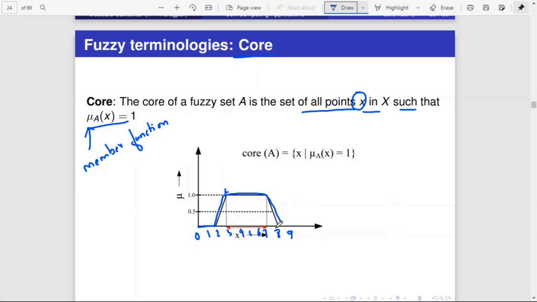So what are the set of values for which the membership function results in 1? That set is called the core. The core of a fuzzy set A is a set of all points in x such that the membership function results in 1. So this is how the core can be represented: core of A is equal to x such that mu A of x is equal to 1.